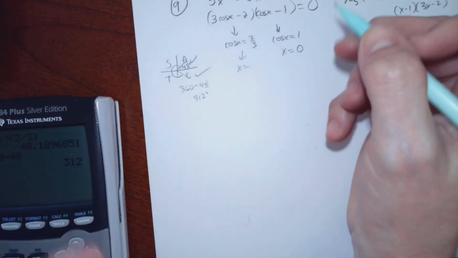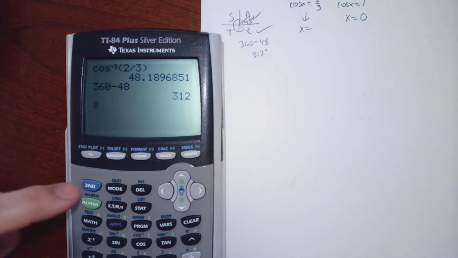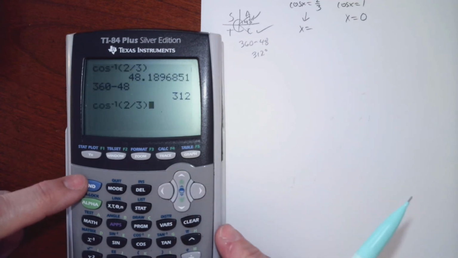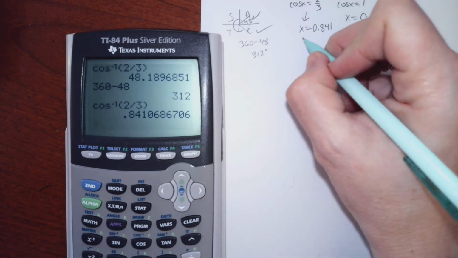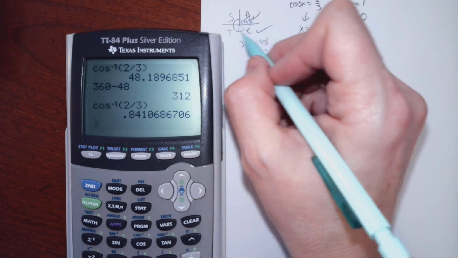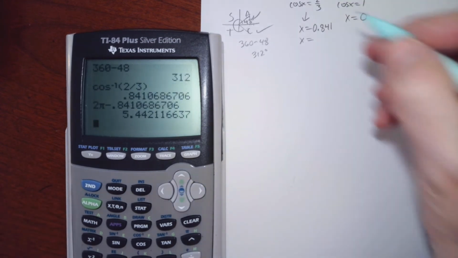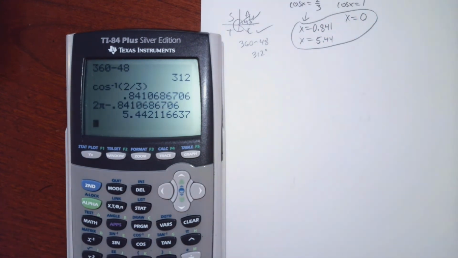All right, so I want those in radians. So in radians, for the first answer, for this 48 degrees, I would just do the same thing that I did earlier, but I would make sure my calculator is in radians. So 0.841. And then my other answer is everything but that. So it was 360 minus 48. So instead of 360, we're using 2 pi minus that amount. So 5.44. So there's my 3 answers. All right, number 10.